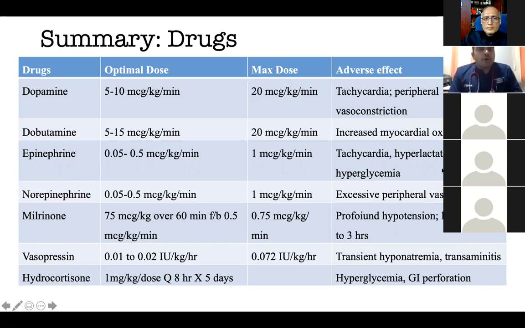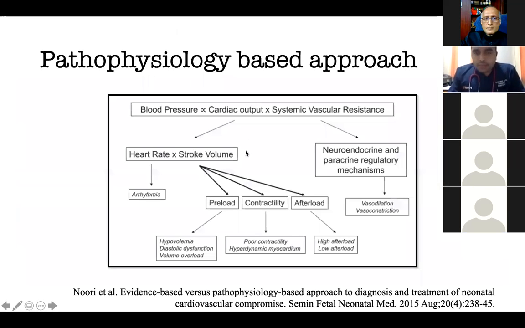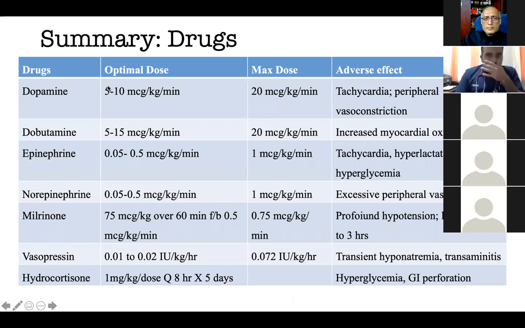Okay, so I'll just take 1 minute to summarize the actions. So dopamine, we have already done. Dopamine is predominantly a vasoconstrictor, and at more than 10, you are concerned with an increase of pulmonary pressures.